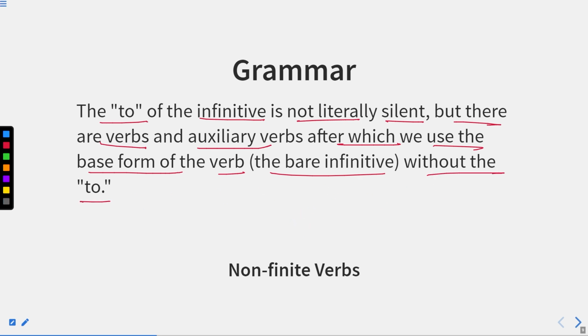It means without the to. It means infinitive without to. Infinitive without to, in which we do have first form, verb first form, but we do not have to preceding it. So this is called bare infinitive.